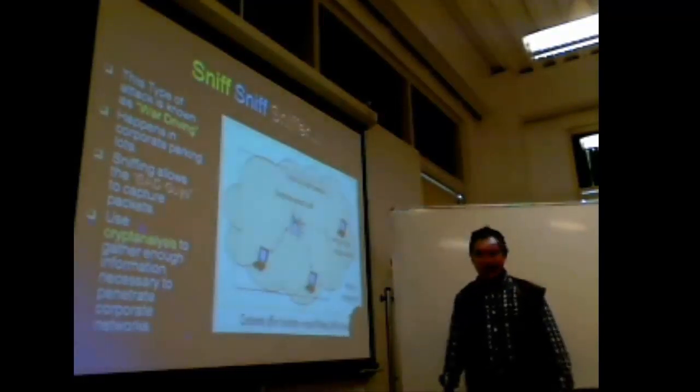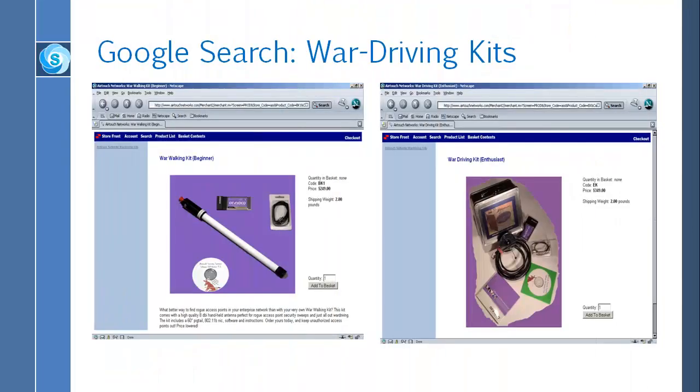Right? So there are sniffers available. Let's have a look. If you do a Google search, for example, for wardriving kits, you will find this war walking kit, walking, driving, same thing, for beginners. It's going to cost you only $250. You can buy it, and with these tools you can check the neighborhoods that you are visiting, which APs are vulnerable.